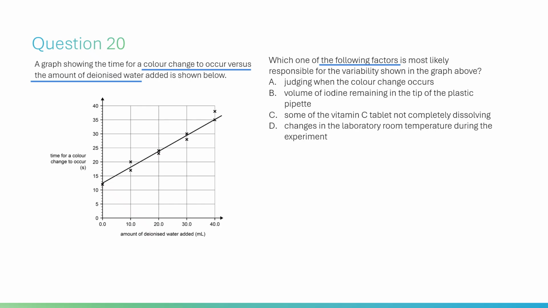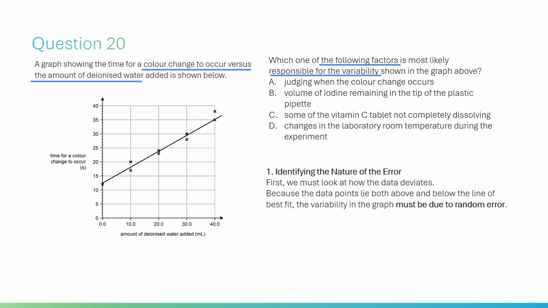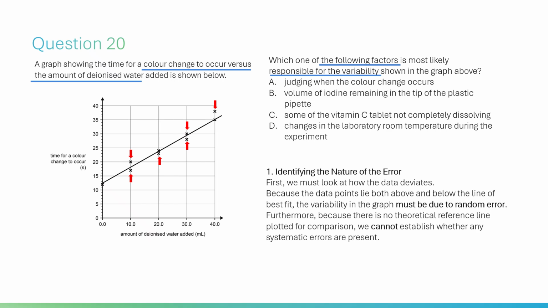1. Identifying the nature of the error. First, we must look at how the data deviates. Because the data points lie both above and below the line of best fit, the variability in the graph must be due to random error. Furthermore, because there is no theoretical reference line plotted for comparison, we cannot establish whether any systematic errors are present. We are strictly looking for a source of random fluctuation.